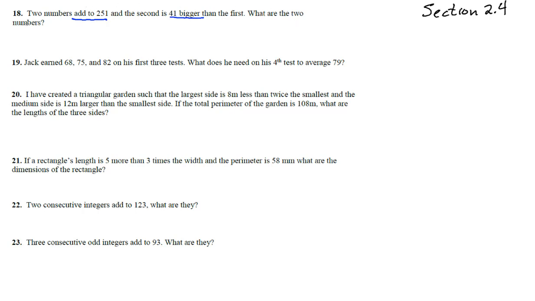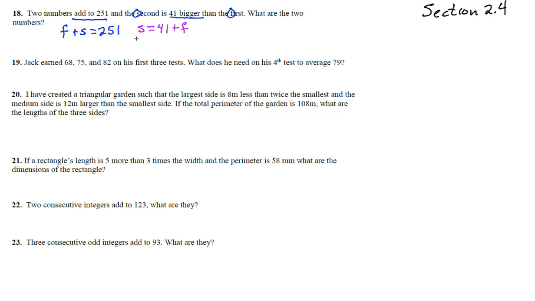We're looking for two numbers, so we need two variables. We have the second, let's call it S, and the first, call it F. So now let's write out these equations. The two numbers add to 251, so F, that's the first, plus S, the second, equals 251. That's our first equation. And now let's write the second one: the second, that's S, is 41 bigger than the first.